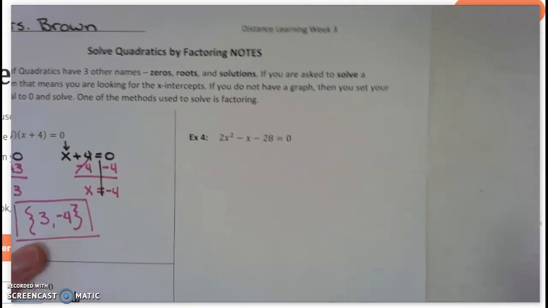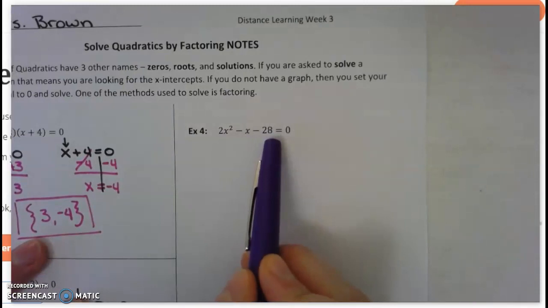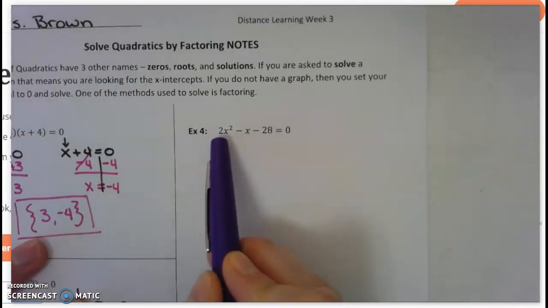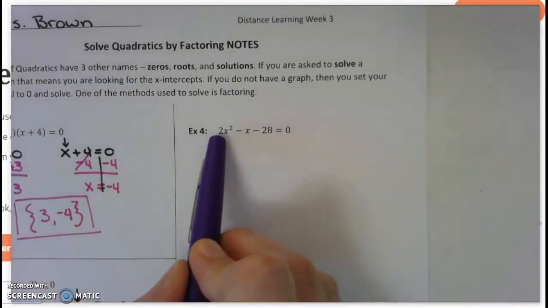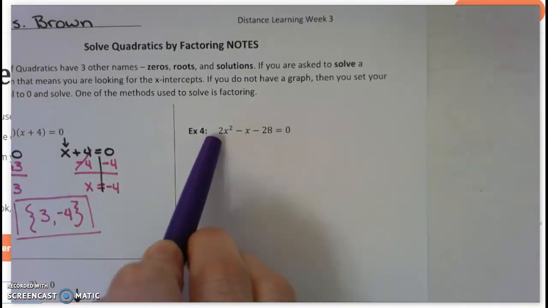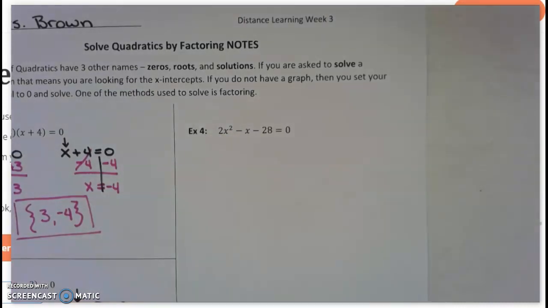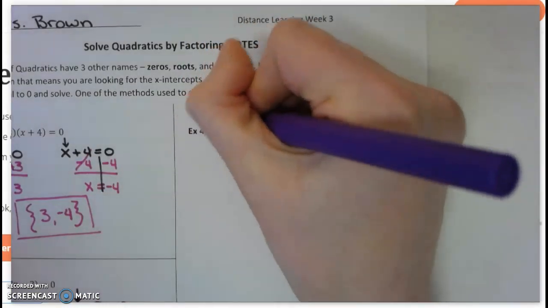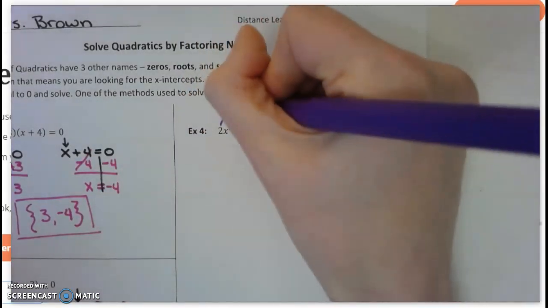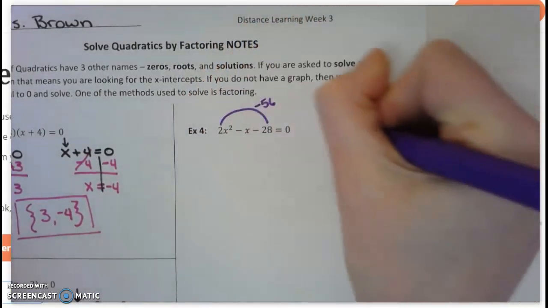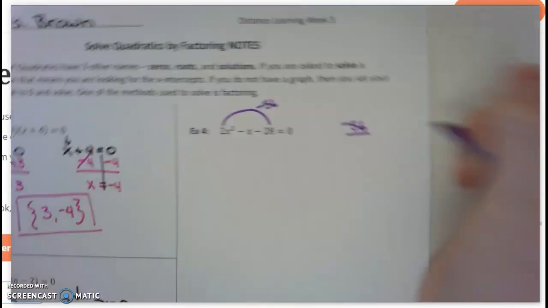Okay, number 4. This one has 1, 2, 3 terms with a leading coefficient. So this time we do have that number in the front. Well, that is going to change some stuff for us because now we've got to multiply the first and the last numbers together, which gives us negative 56, and we take the factors of that.